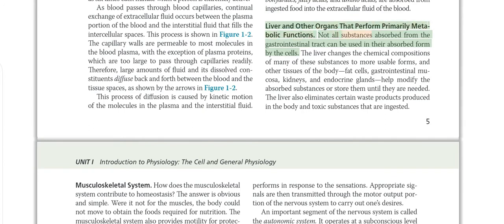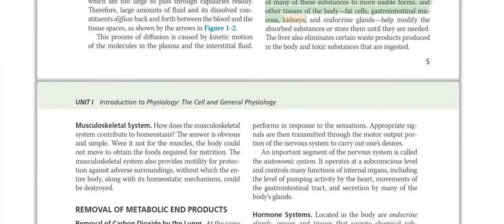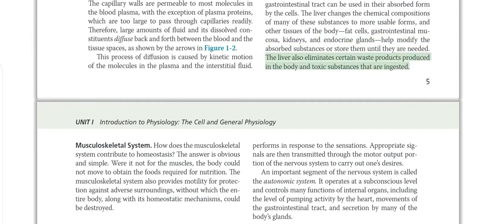Liver and other organs that perform primarily metabolic functions. Not all substances absorbed from the gastrointestinal tract can be used in their absorbed form by the cells. The liver changes the chemical compositions of many of these substances to more usable forms, and other tissues of the body, fat cells, gastrointestinal mucosa, kidneys, and endocrine glands help modify the absorbed substances or store them until they are needed. The liver also eliminates certain waste products produced in the body and toxic substances that are ingested.